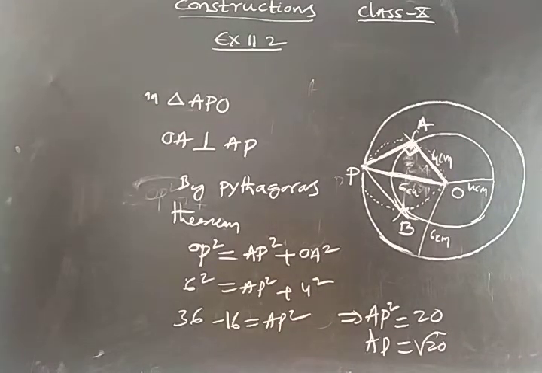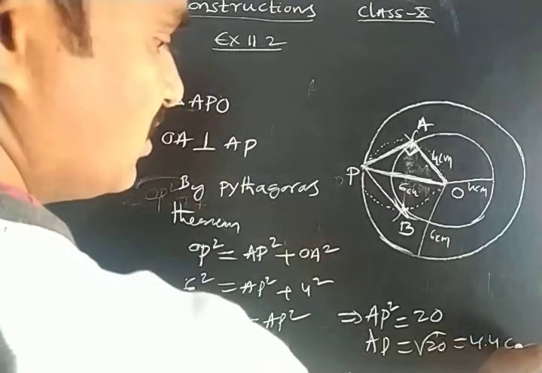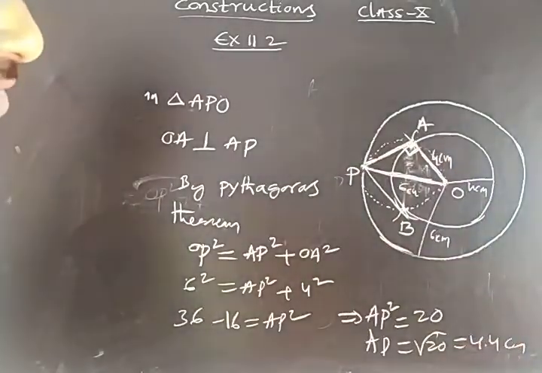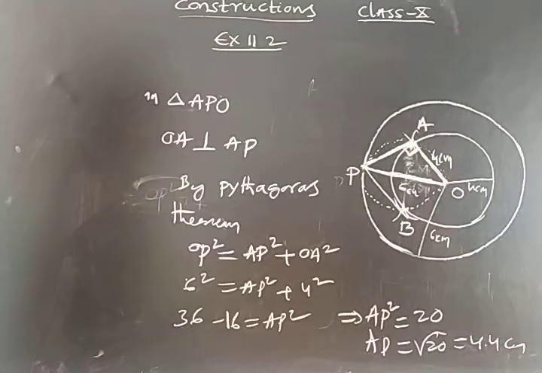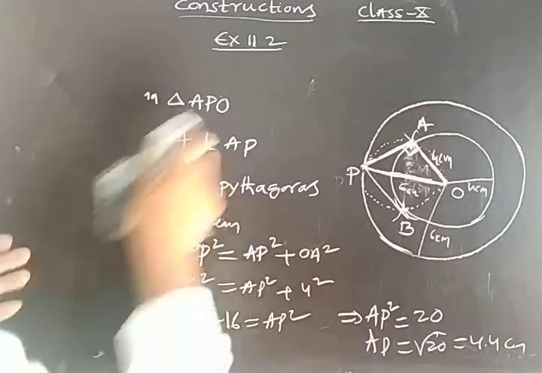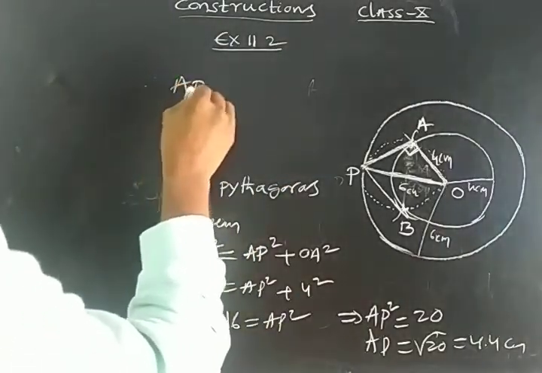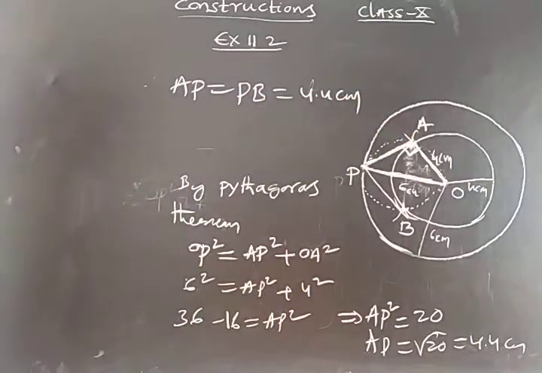AP is root 20. Root 20 value approximately 4.4 centimeters. So by actual calculation, AP length is 4.4 centimeters. By using the scale, you can measure the AP length. It will be 4.4 something. So approximately it is equal. So AP is 4.4. Automatically PB also 4.4. Therefore, AP is equal to PB is equal to 4.4 centimeters. This is by actual calculation the length of the tangent, right?